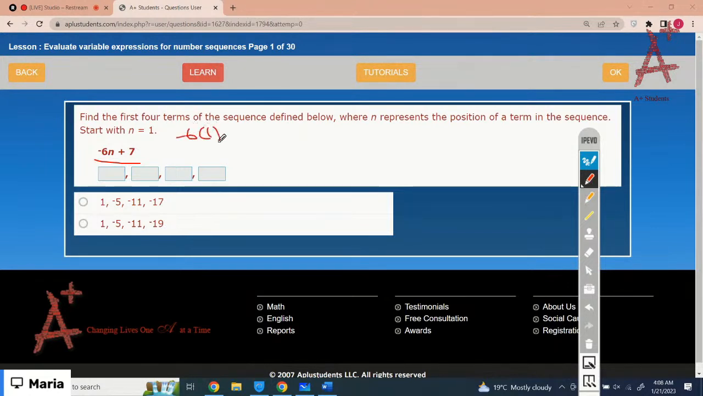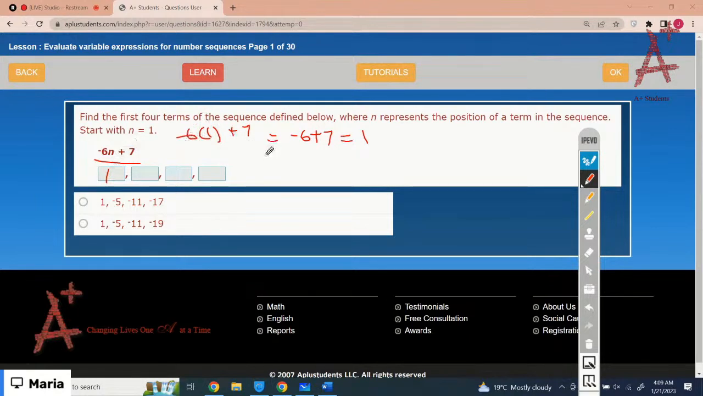Replace the n with 1. It would be negative 6 plus 7. So negative 6 plus 7 is 7 minus 6, which is 1. So the first term here is 1. Got it?